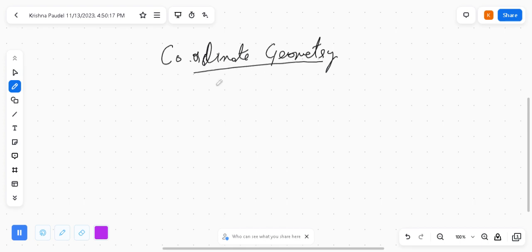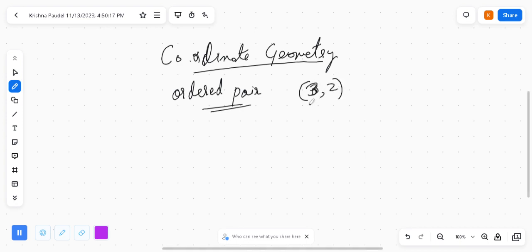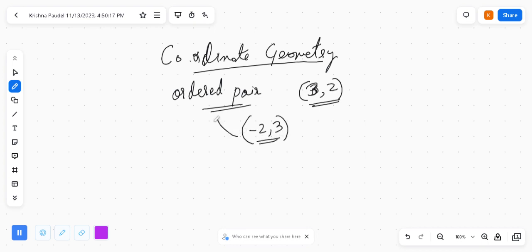So what we have to know in coordinate geometry is the ordered pair. This topic is there in class 9 CBSE and class 10. So what is an ordered pair? When we keep two numbers, either positive or negative, inside parentheses separated by a comma, this is called an ordered pair.